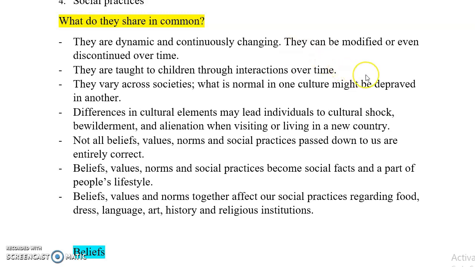The second point is that they are taught to children through interactions over time. This means that the elements of the culture are acquired. They don't come to us innately. So we have to learn them from our parents and from relatives.